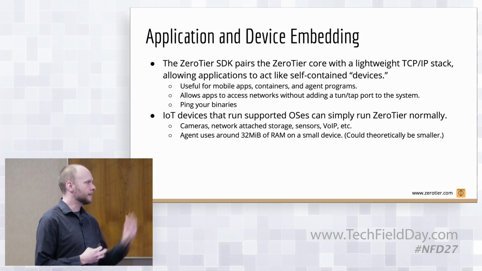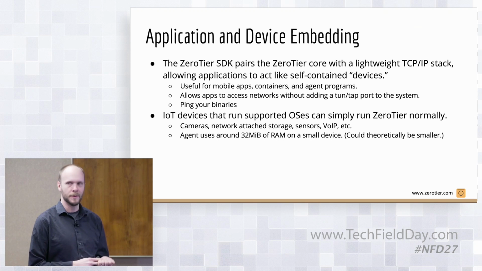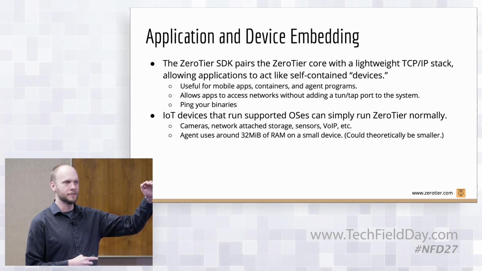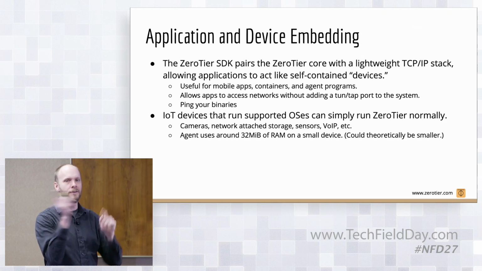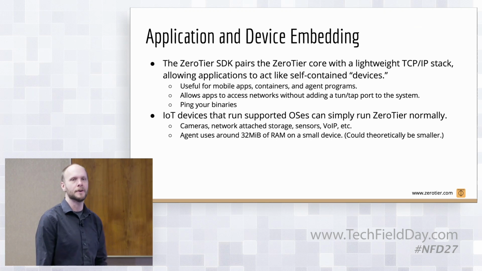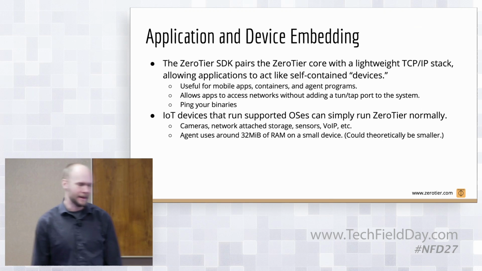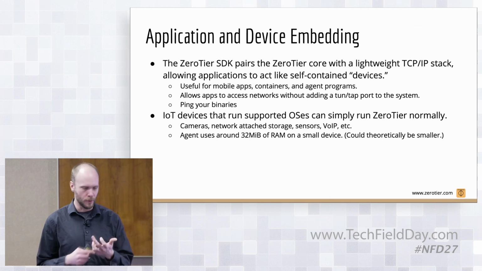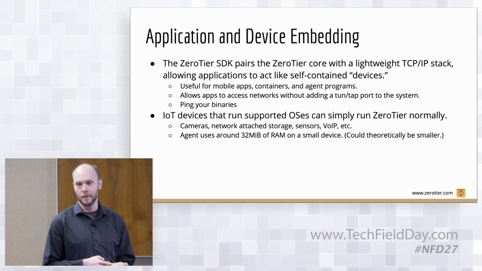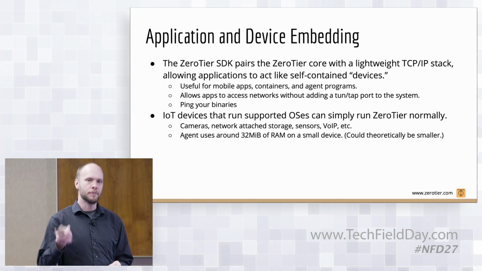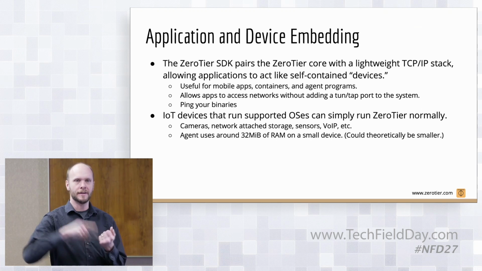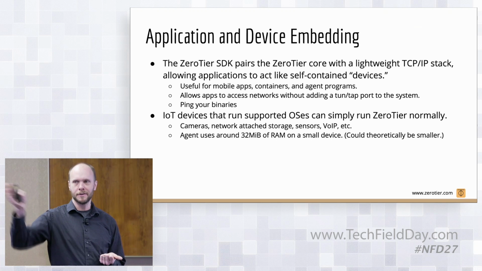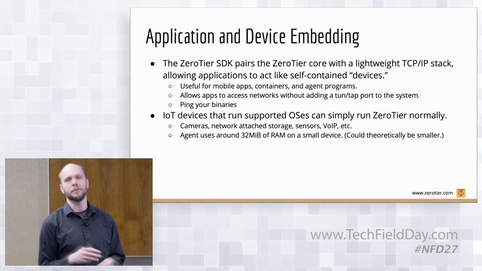And then we also have something called the ZeroTier SDK. What this does is it takes the network hypervisor and couples it with a small embedded TCP/IP stack, and you can link that into an app as a library. That allows, for example, a mobile app to join a network without putting a VPN port on the phone. We have one user that used this to make a mobile app that can talk directly to cameras on a ZeroTier network without having to have any special permissions on the phone.